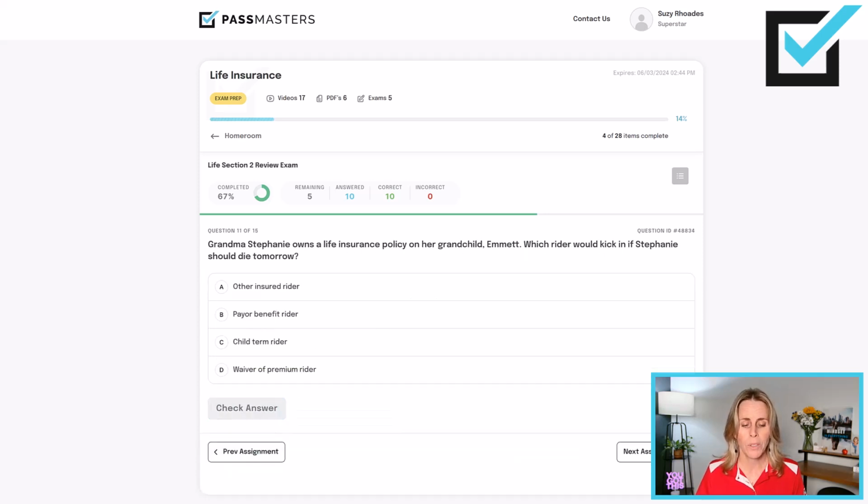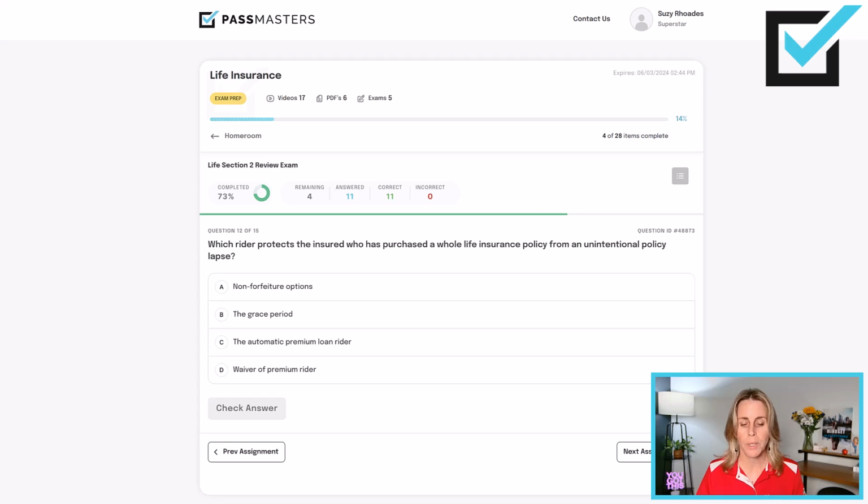Grandma Stephanie owns a life insurance policy on her grandchild, Emmett. Which rider would kick in if Stephanie should die tomorrow? Other insured rider, payor benefit rider, child term rider, or waiver of premium rider. It is the payor benefit rider when you own a policy on a child.